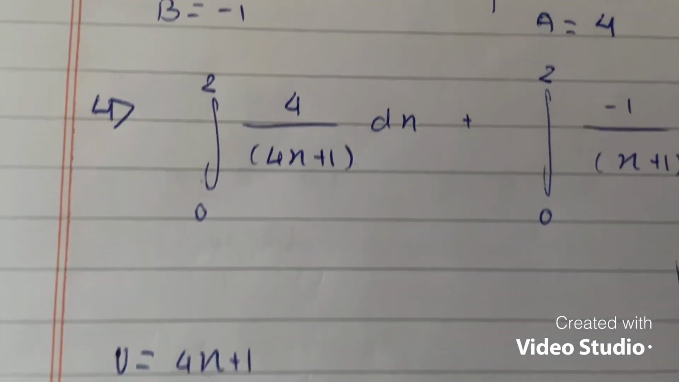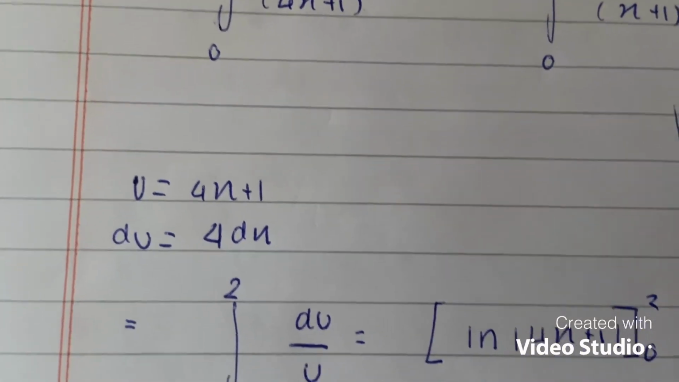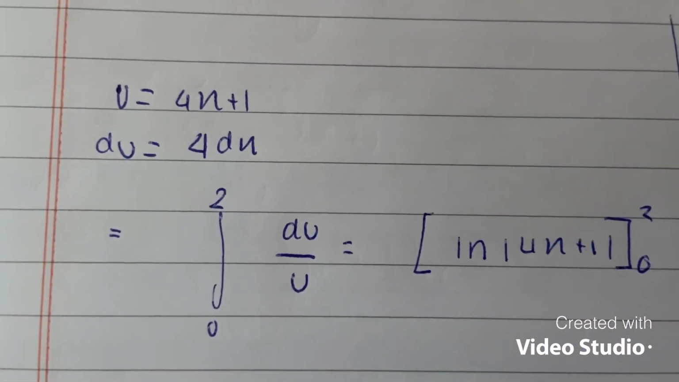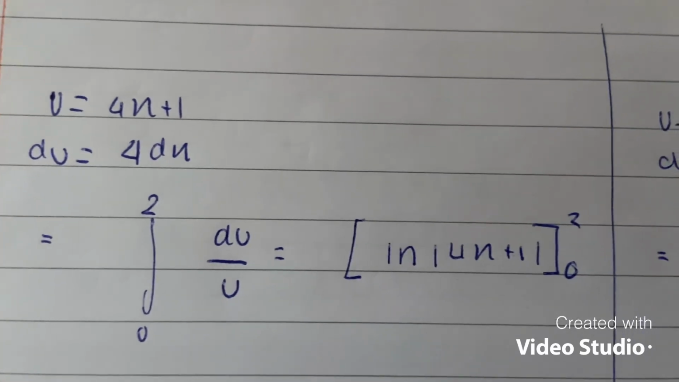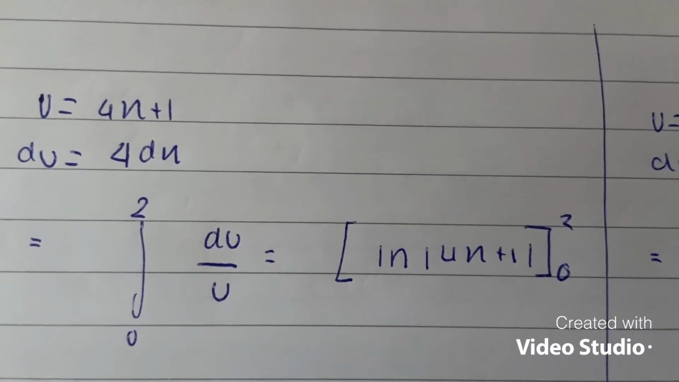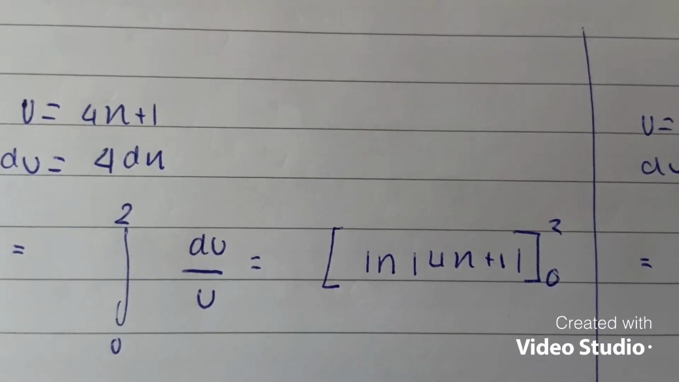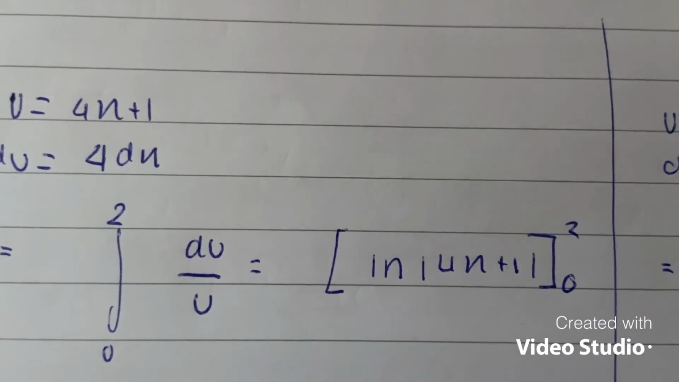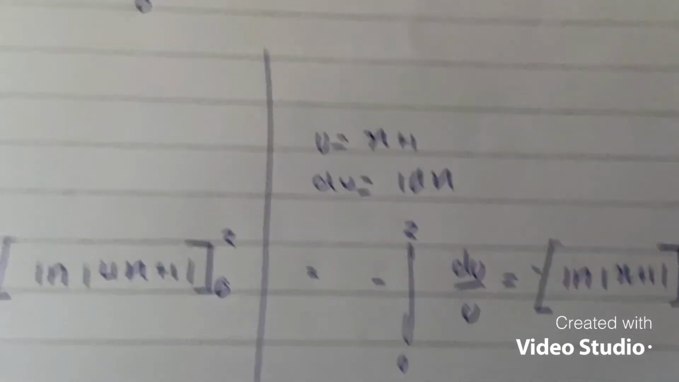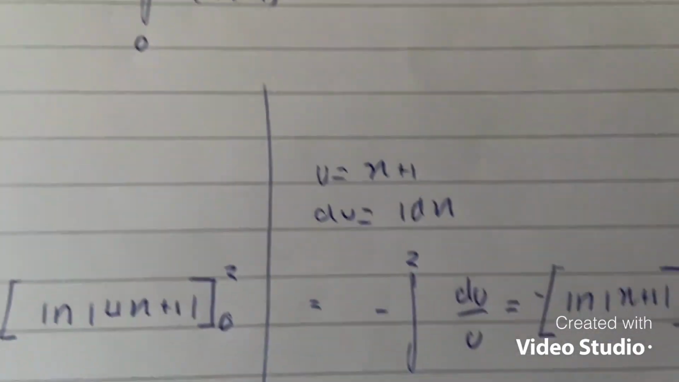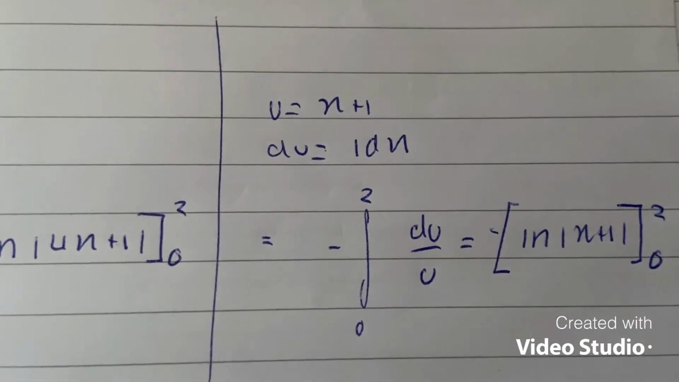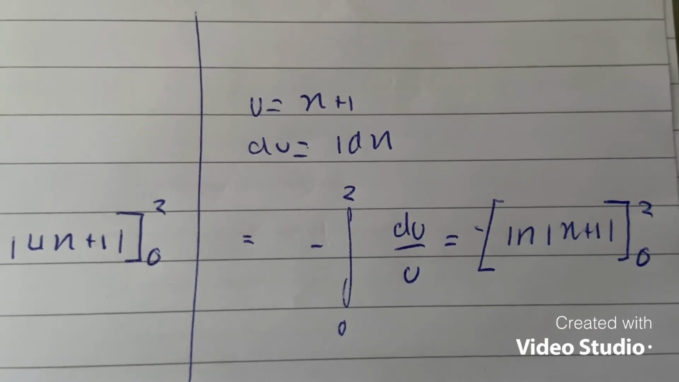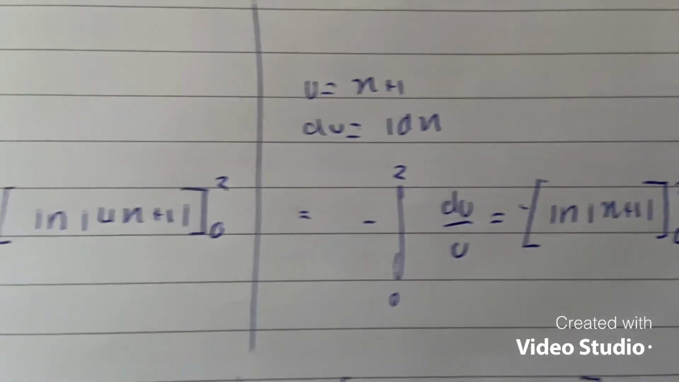So again, you find your u and your du. Once you do that and you integrate, you get ln of 4x plus 1. And now you're going to use your 2 and 0. So you're going to substitute 2 into x and 0 into x. The same thing for this. You're going to find your u and du, and then you're going to substitute your 2 and 0.